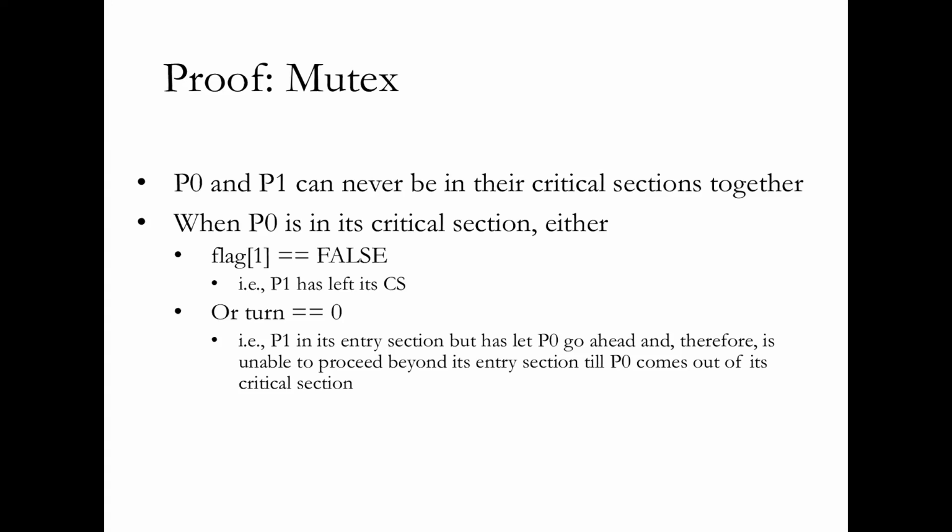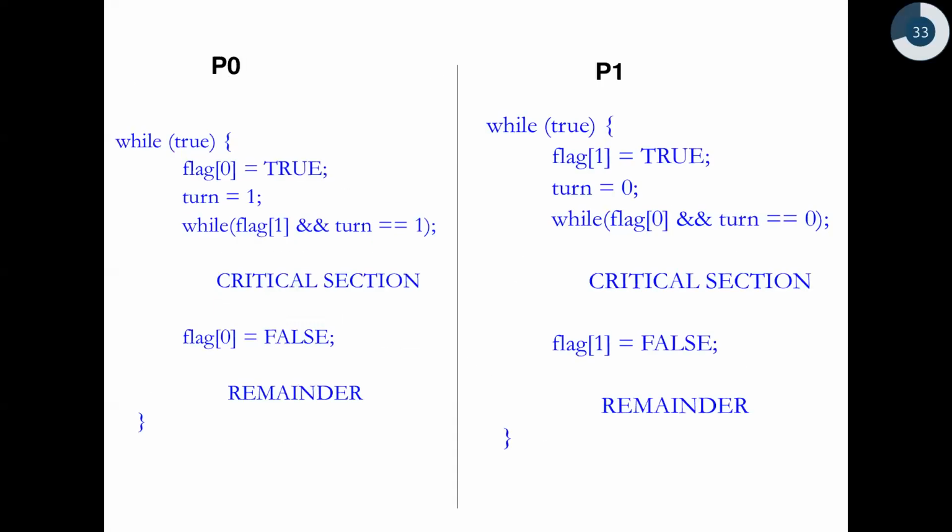And therefore, it's unable to proceed beyond the entry section. So why is P1 unable to proceed? Because flag 0 is true. That is correct, because P0 is also inside the entry section, at least, right? Or maybe it's already in the critical section. So flag 0 is definitely true. Turn equals 0? Yes, because we have just set it to 0, because P1 has just set it to 0. So therefore, flag 0 is true, and turn is also 0. So therefore, I'm stuck in this loop. P1 has made the sacrifice and got stuck in this loop.